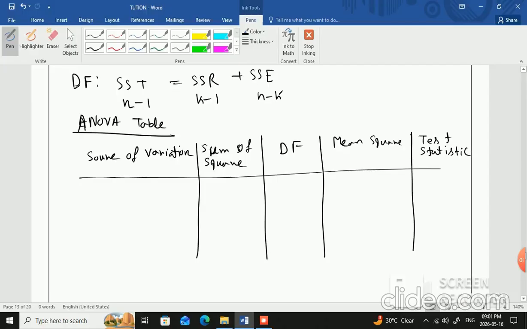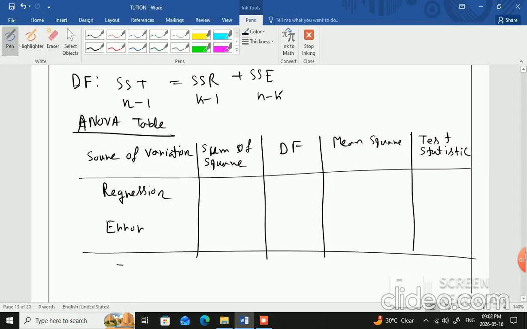Here there are two sources of variation, one is regression, another is error. Their sum will be total. From regression we get sum square regression, from error we get sum square error, and from total we get sum square total. Their respective degrees of freedom are k minus 1, n minus k, and n minus 1.